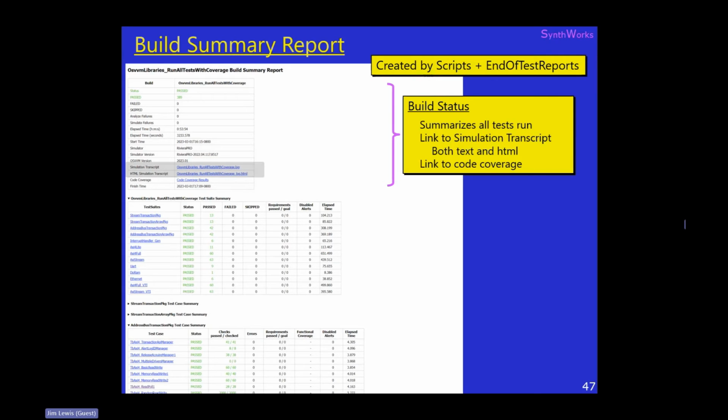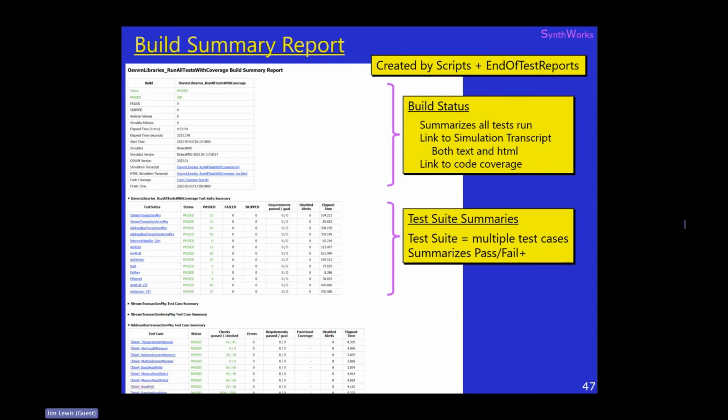But in here, we have additional information. We also have links to your HTML, your log file, your HTML version of the log file. We have a link to the code coverage results, if you ran your design with code coverage. If you ran it with requirements tracking, you'll have a link to that too. OSVVM then breaks our test cases into test suites.